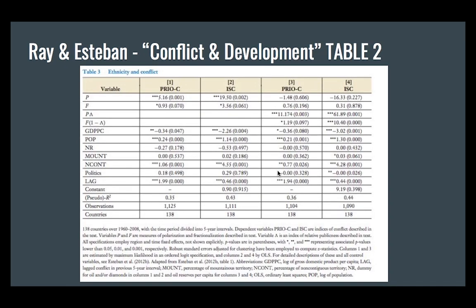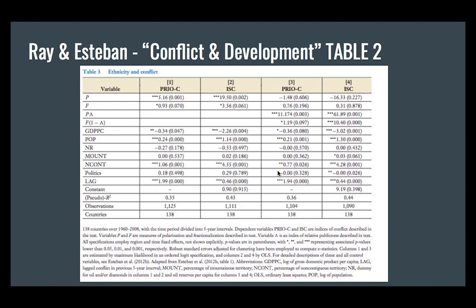Diving a bit deeper into how this was quantified, to compute polarization and fractionalization, Esteban relies on Fearon's paper, who identifies over 800 ethnic and ethno-religious groups in 138 countries. For intergroup distances, they employ linguistic distances between two groups as a proxy for group cultural distances, which is obviously imperfect, but at least it is more precise and could yield more conclusive results.